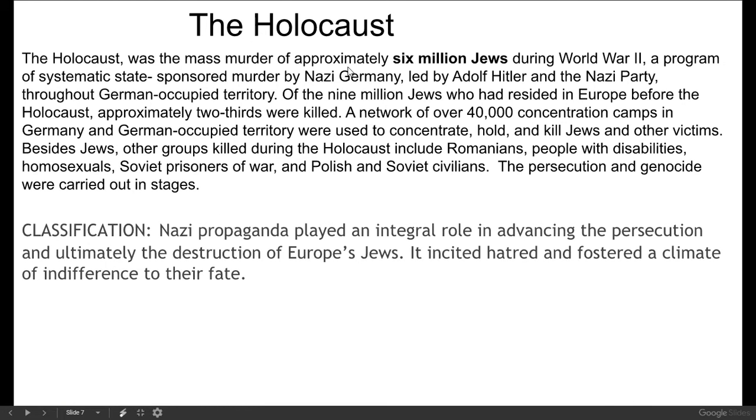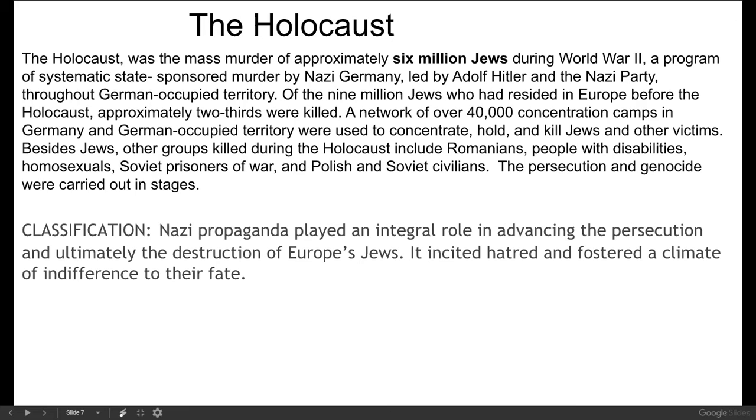So the Holocaust was a mass murder of approximately 6 million Jews during World War II. The program of systematic state-sponsored murder by Nazi Germany was led by Adolf Hitler and the Nazi Party throughout German-occupied territory. 9 million Jews resided in Europe before the Holocaust, and two-thirds of them were killed. There were over 40,000 concentration camps in Germany and German-occupied territory used to concentrate, hold, and kill Jews and other victims. Besides Jews, other groups that were killed during the Holocaust were the Romanians, people with disabilities, homosexuals, Soviet prisoners of war, Polish and Soviet civilians.